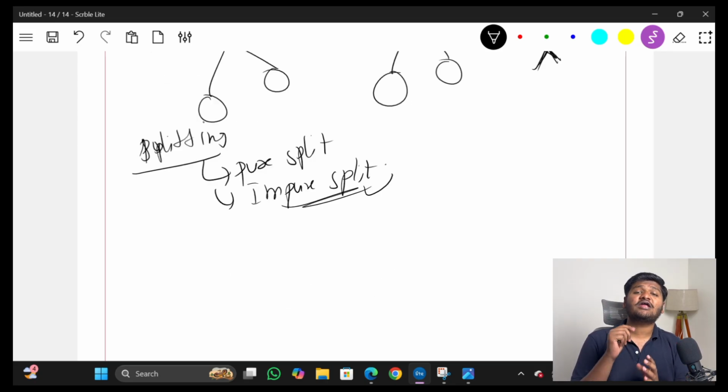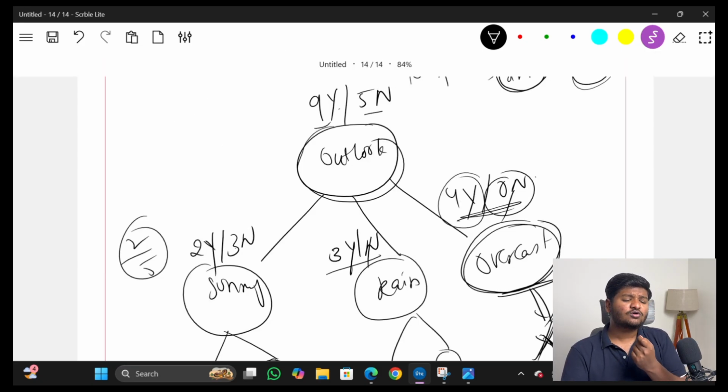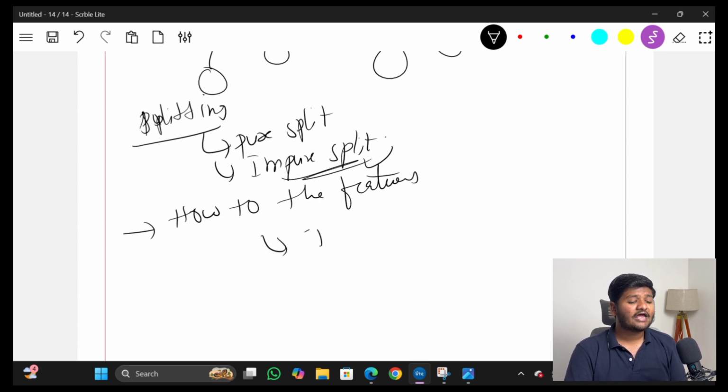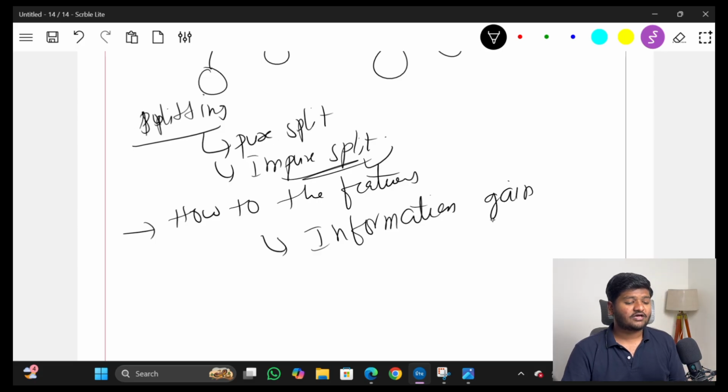Now again two main questions arise. What is the first question? Sir, how to select the root feature? How to select the features? For this we have something called information gain. And for purity in the splitting, we have something called entropy and Gini impurity.